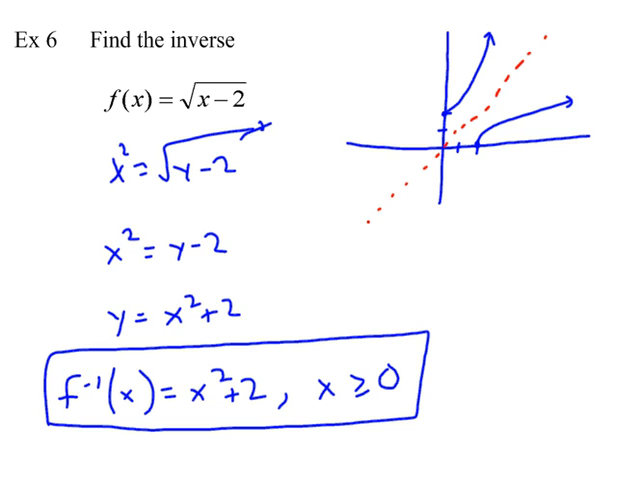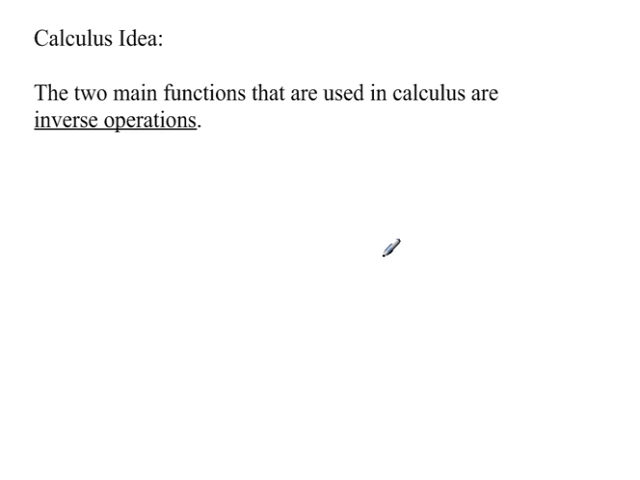Okay, I have one last idea to share with you. This class here, of course, is called Precalculus, so we're going to see calculus ideas throughout. You may have friends who are in calculus right now. They're probably learning about something called derivatives. And by the end of this course, we're going to learn about derivatives. Second semester calculus, you'll learn about something called an integral.